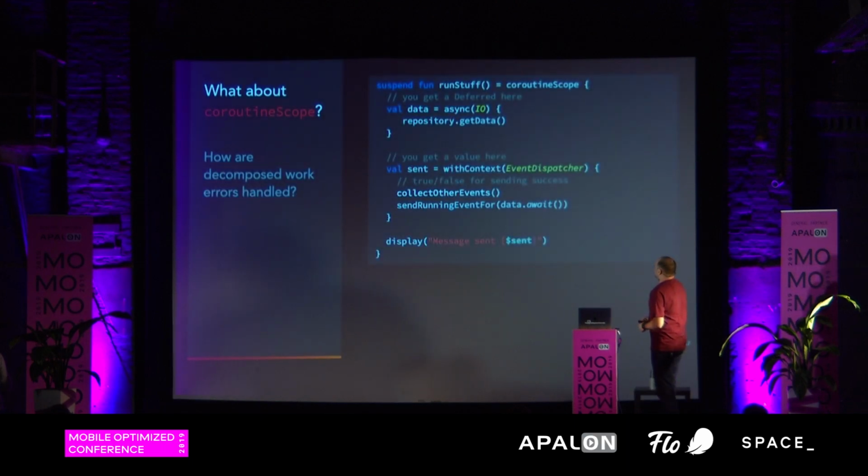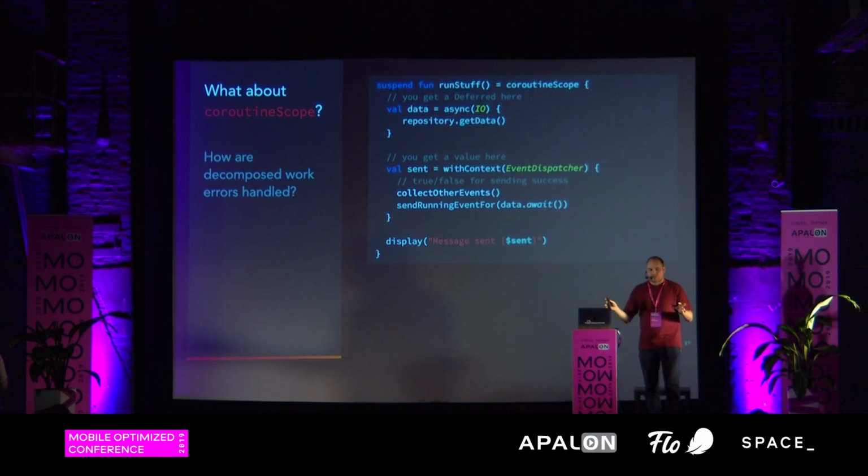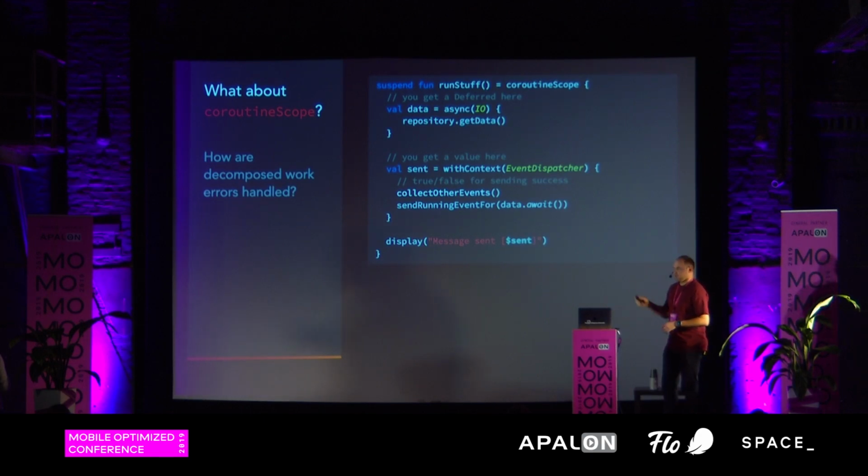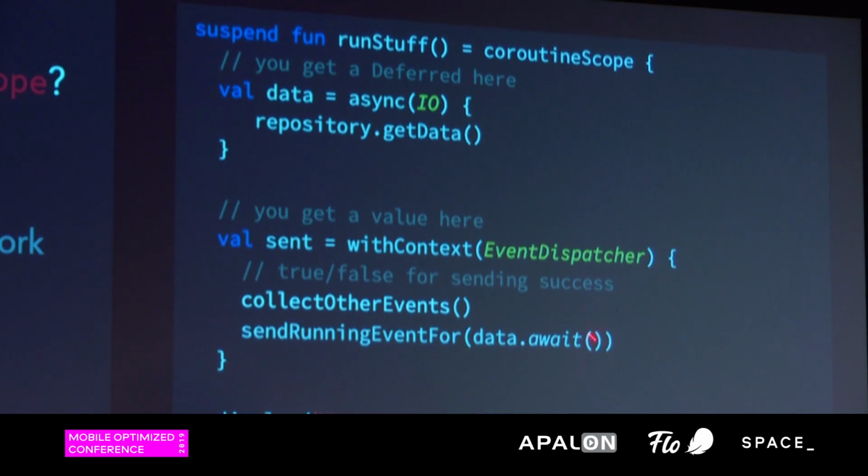And one more interesting thing before we go to the last point is the coroutine scope. The coroutine scope is something like zip of singles, let's say, from the Rx world. So it basically allows you to decompose work. You would run some work here, and then some work here, and then some work here. But the coroutine scope will wait until all of your work is done.